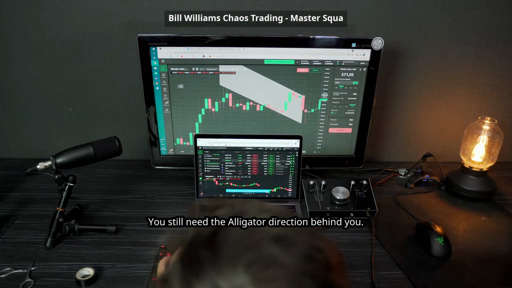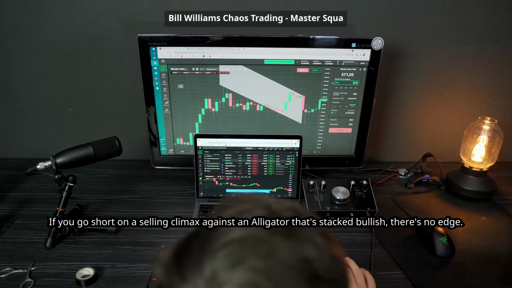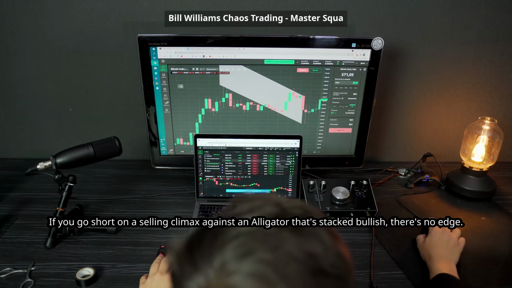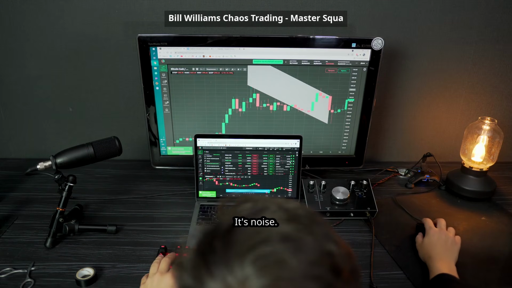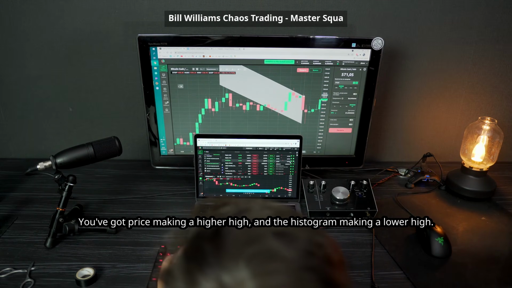And don't use this as a standalone entry. You still need the alligator direction behind you. If you go short on a selling climax against an alligator that's stacked bullish, there's no edge. It's noise. The obvious alternative is the standard MACD divergence.